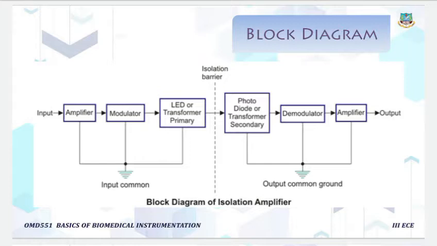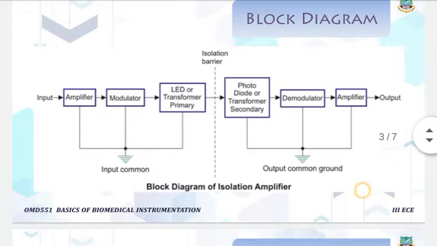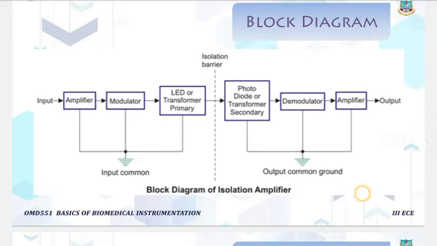Here what they're telling is that the input is given to the amplifier block, where the amplification takes place. Then it passes on to the modulator, which modulates the signal. Then for the isolation barrier we are using two things: optic fiber or transformer. If we are using optic fiber, there are two things: we are using an LED, and for the output section we are using a photodiode. The LED transmits electrical energy as light energy, and this photodiode converts this light energy back into electrical energy.